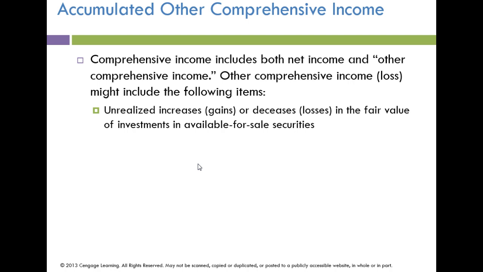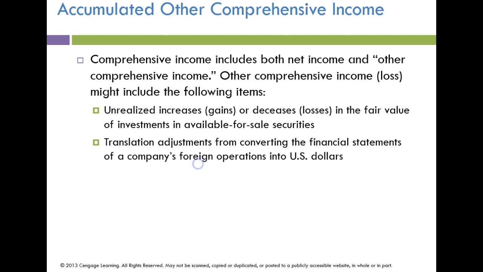Make sense? So this other comprehensive income includes these unrealized increases or decreases, translation adjustments from converting financial statements of a company's foreign operations into U.S. dollars. Boy, guys, we're dealing with a whole other animal here. We've got various currencies, and we have exchange rates, and they change all the time. So unless we actually have it in U.S. dollars, it's unrealized, right? Get what I'm saying? But we still need to report that, if it's up or down, where it's at.